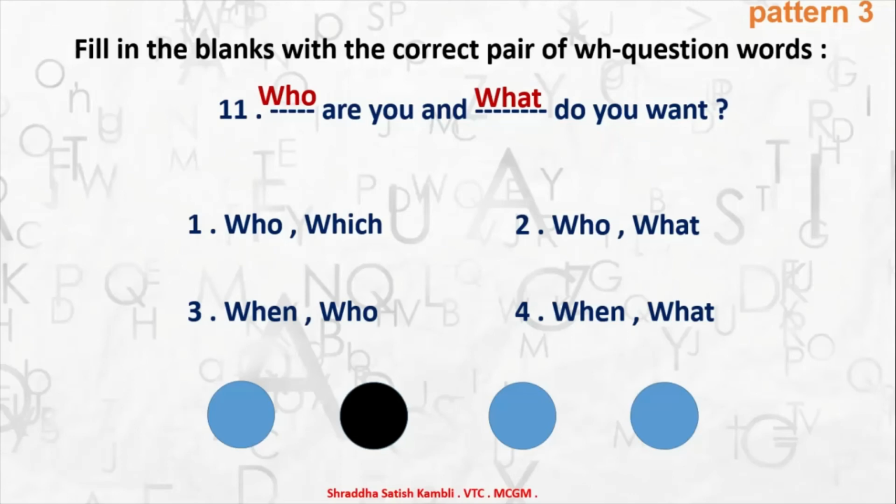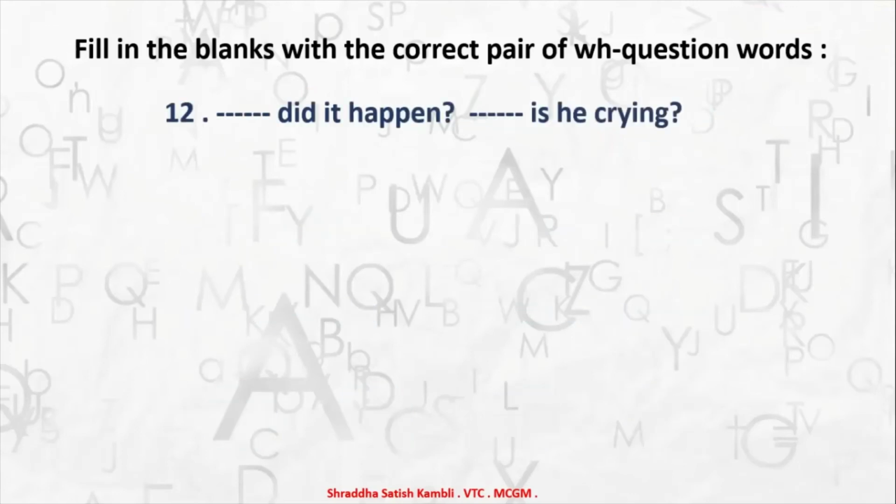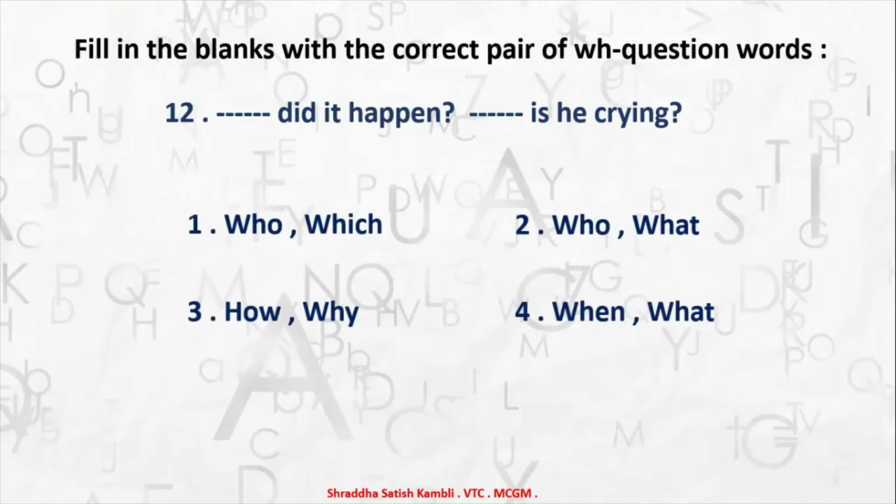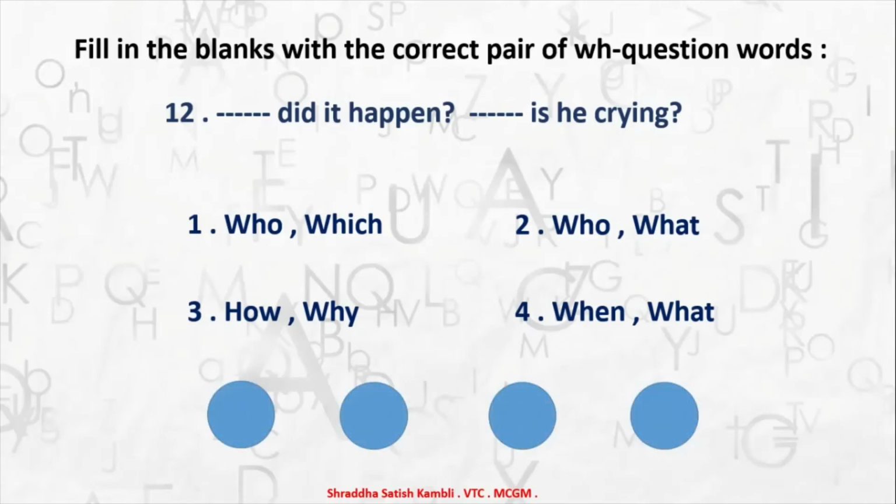Okay, moving to the next example in this pattern, example number 12 in the video. Dash did it happen? Dash is he crying? So will I say number 1, who did it happen and which is he crying? Or will I say who did it happen, what is he crying? Will I say how did it happen, why is he crying? Or will I say when did it happen, what is he crying? So which will be the correct pair here to choose? It will be the third pair. How did it happen, why is he crying? Alright, moving on to the third one. So how it will be, how did it happen, why is he crying?